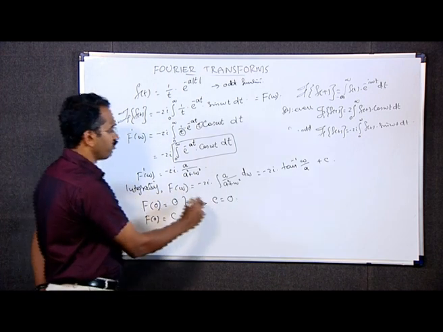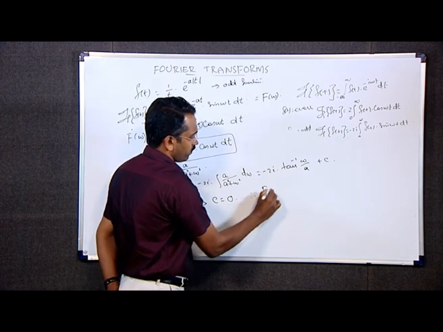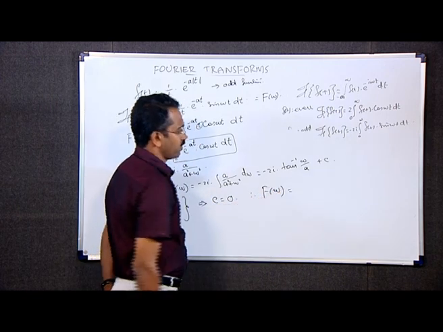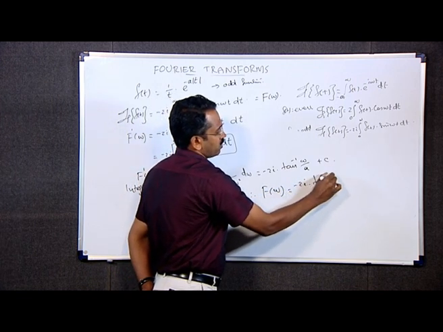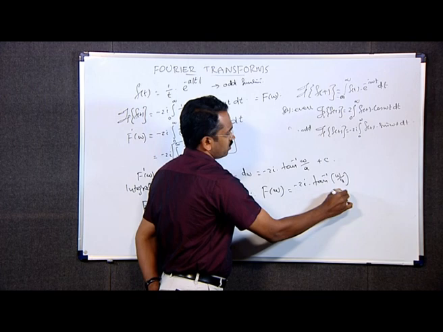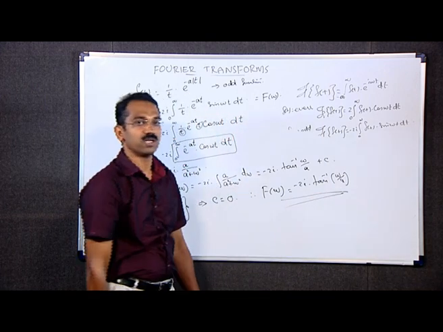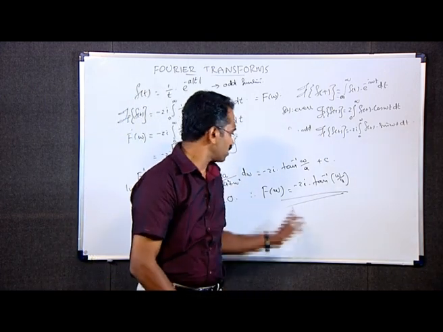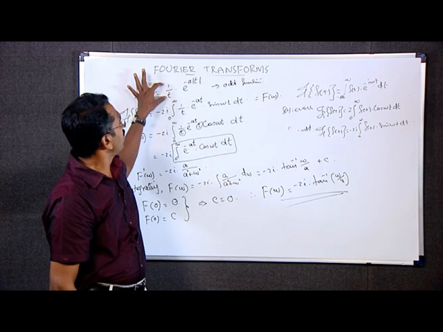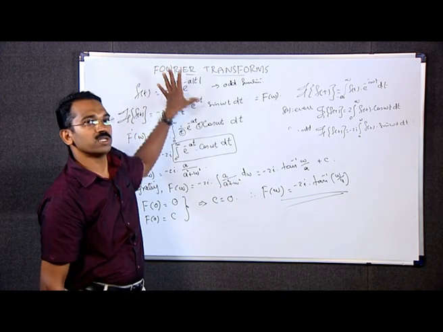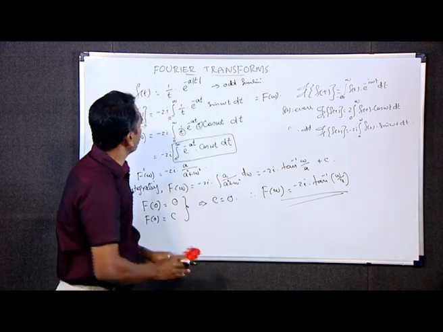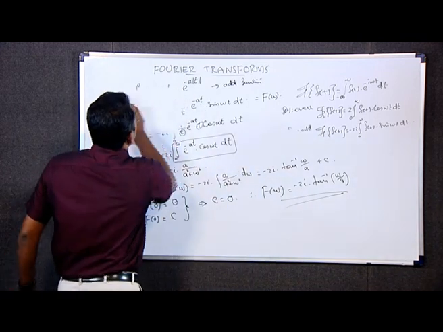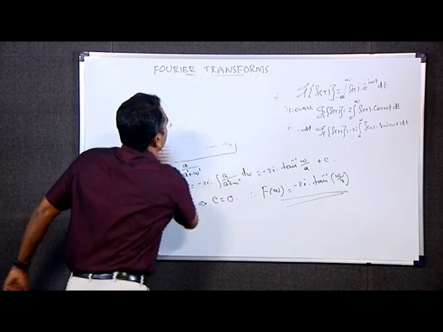Therefore, f of omega equal to minus 2i into tan inverse omega by a plus 0, that is minus 2i into tan inverse omega by a, which is the Fourier transform of the given function (1 by t) into e raised to minus a into mod t. So, consider one more function.